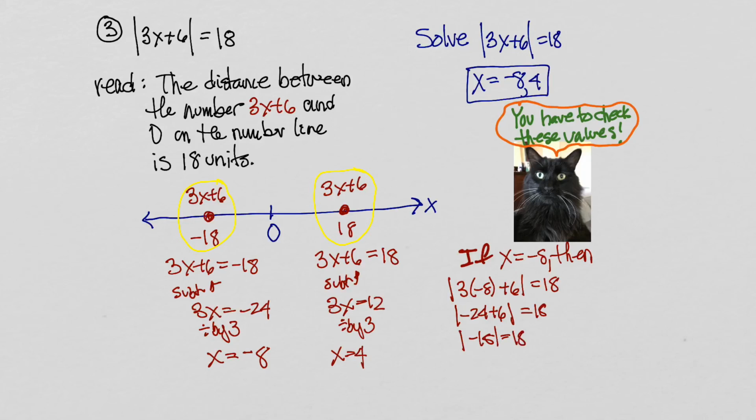And what do you get here on the left side? On the left side, that's the absolute value of negative 18. How far is negative 18 from 0? How many units is negative 18 from 0? It is 18 units from 0, so 18 equals 18, and we've got a true statement. So negative 8 is one of the solutions. You can check the 4. Just put the 4 right in here and compute and see if you get a true or false statement.